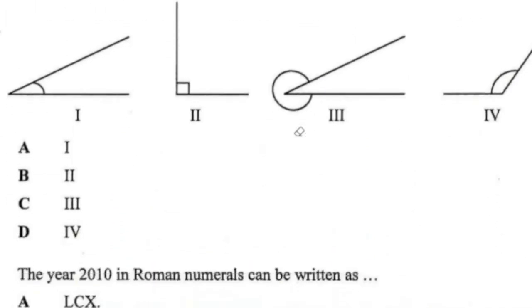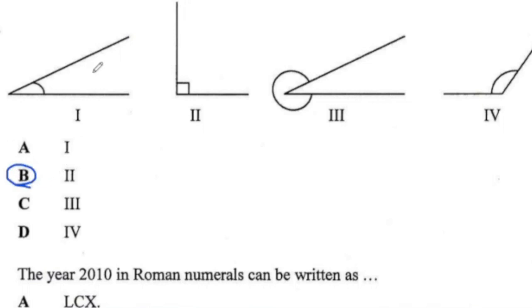Okay, we come to question number 17. Which of the marked angles below is a right angle? So what you need to know is that a right angle is the one that has got 90 degrees, and we usually show the symbol by this arc here. So the correct answer is B.